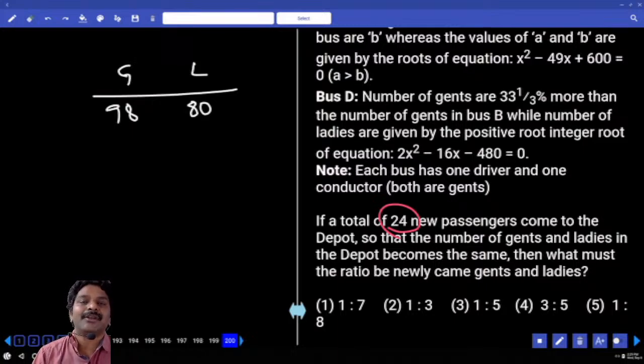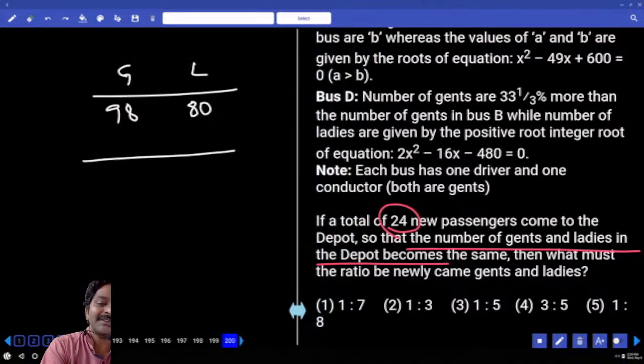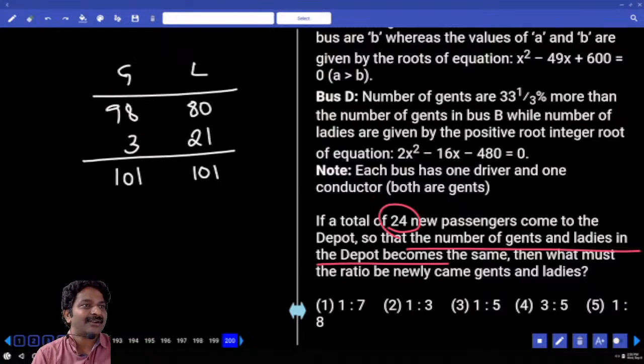178 plus 24. How many people are going to be there? 202. Out of those 202, they are saying the number of ladies and gents are going to be equal, right? That means 101 gents and 101 ladies are going to be there. Am I right? That means 3 more gents and 21 more ladies must be there. Sum of both the numbers is equal to 24.